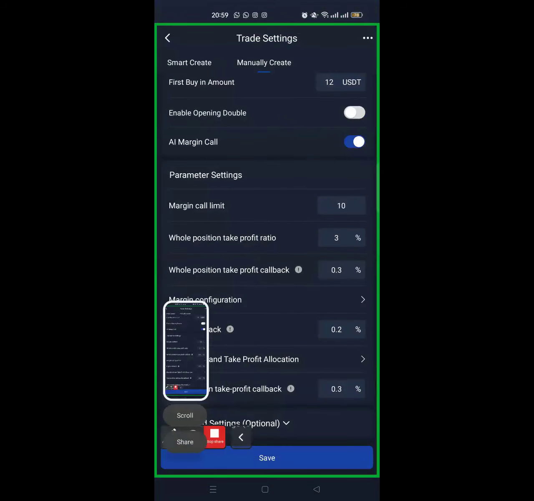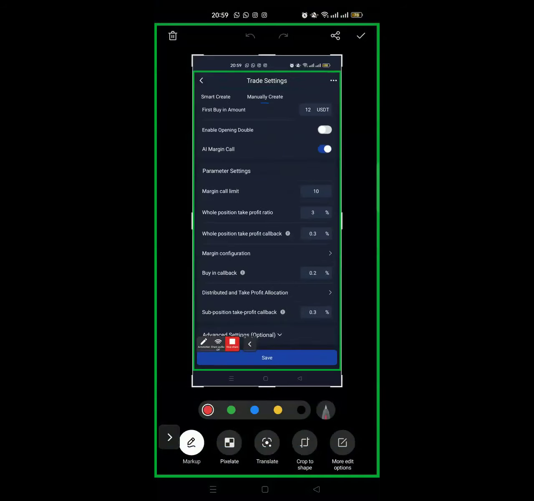So let's say my whole position take profit is 3%. Now I'm going to explain how this callback works. Once that coin pumps and gets to 3%, your robot doesn't sell immediately. The callback function will have to step in. In manual trading, once you set 3% and that coin just pumped 3%, immediately you are taking 3%, nothing more, nothing less.